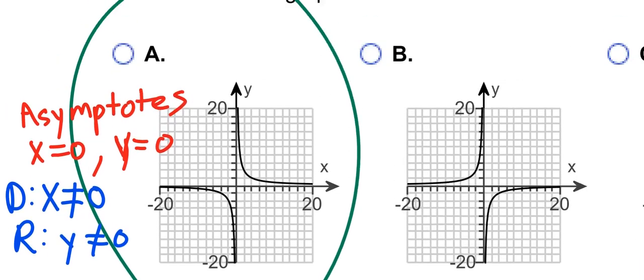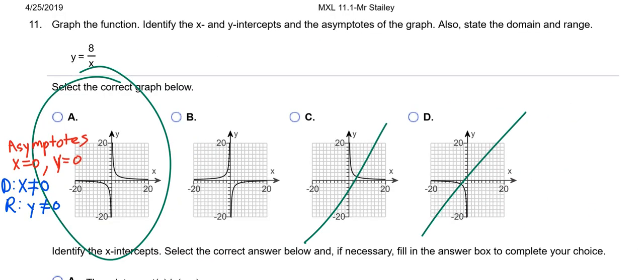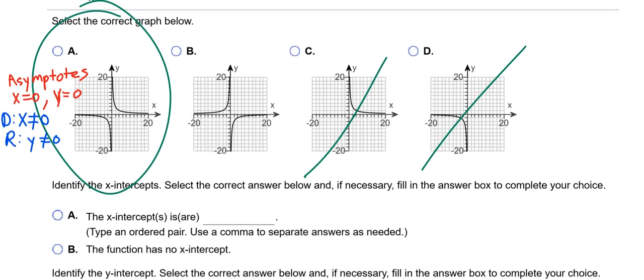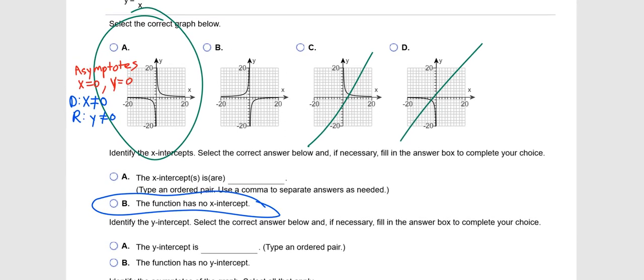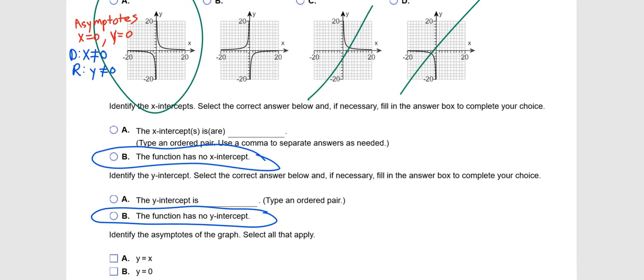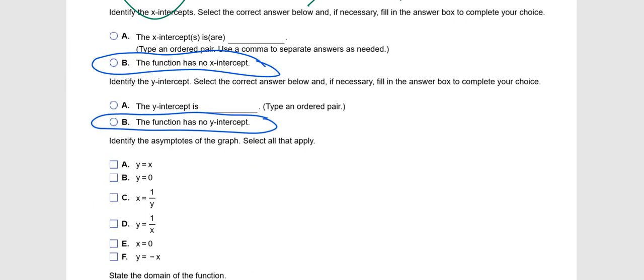Scrolling up or scrolling down? No. Oh, the equation is y equals 8 over x. Okay, y equals 8 over x. The question below it says, identify the x-intercepts. Select the correct answer below, and if necessary, fill in the answer box to complete your choice. Where does it cross the x-axis? It doesn't. Good call. What about the y-intercept? It doesn't. That's right. And we did the other parts, the asymptotes and the domain and range. I just was checking to see if you would understand or conclude there were no x or y intercepts for that graph.